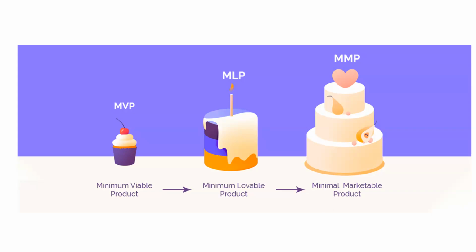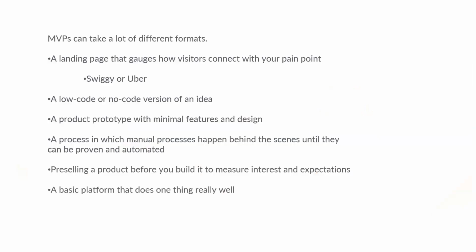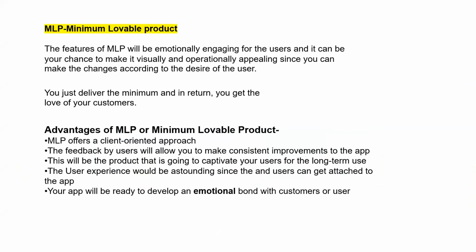Okay, that is MVP. Then you have in between the minimum lovable product. Okay, see, we didn't come across these anywhere in the Scrum guide. Mostly these could be in Agile or elsewhere. So this is better, because they will be asking you about it, so I'm just explaining it here. Okay. So a minimum lovable product. The features of this MLP will be emotionally engaging for the users, and it can be your chance to make it visually and operationally appealing.